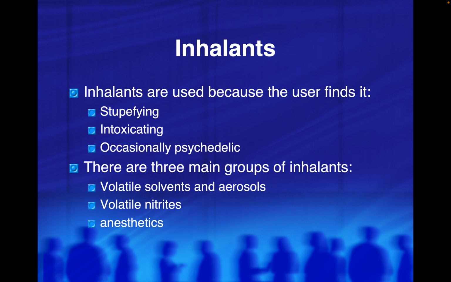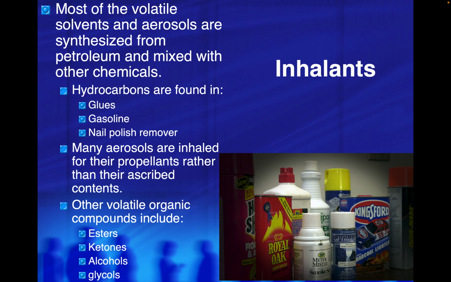There are three main groups of inhalants: volatile solvents and aerosols, volatile nitrites, and anesthetics. Most of the volatile solvents and aerosols are synthesized from petroleum and mixed with other chemicals. Hydrocarbons are found in glues, gasoline, nail polish remover. Many aerosols are inhaled for their propellants rather than their ascribed contents. Other volatile organic compounds include esters, ketones, alcohols, and glycols.